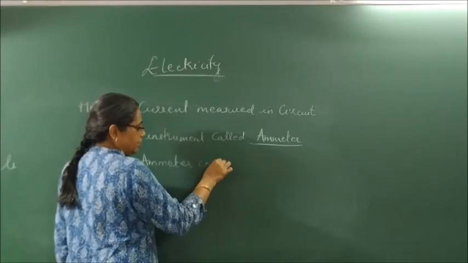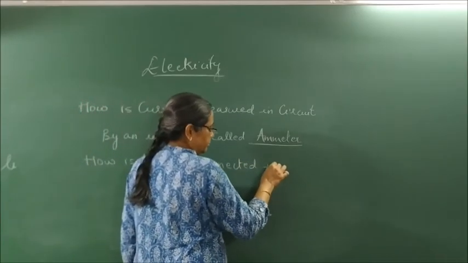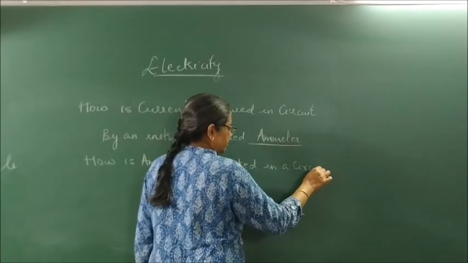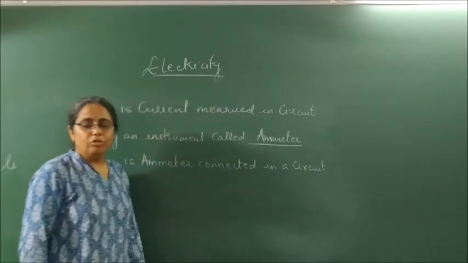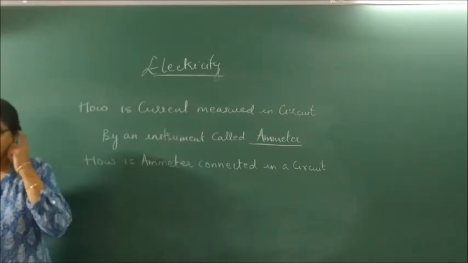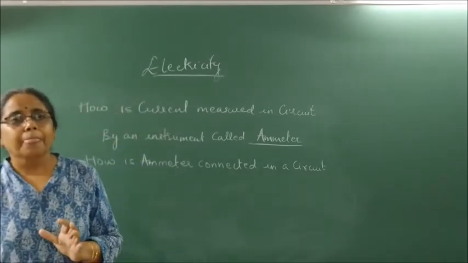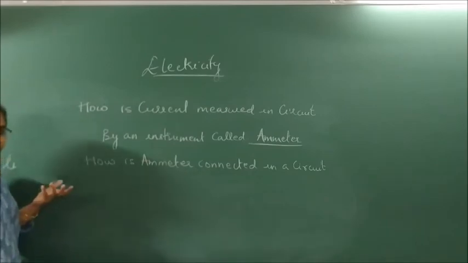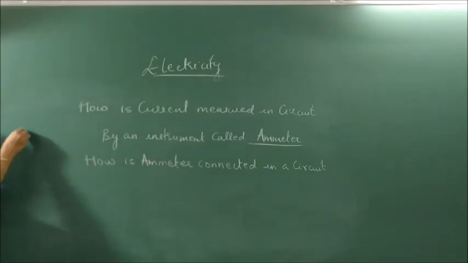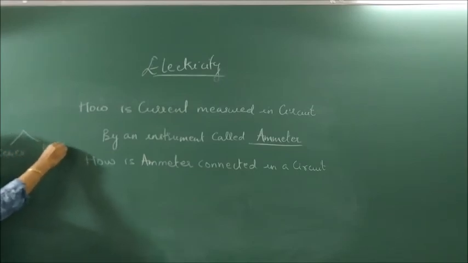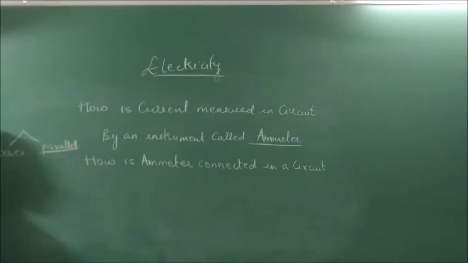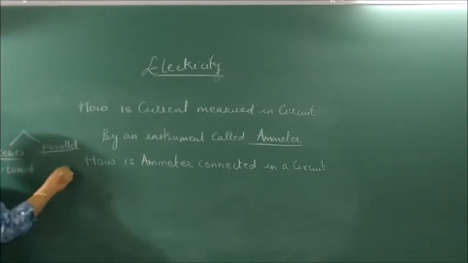Now, how is ammeter connected in a circuit? We should know the connections in a circuit. Before we start with our circuit, I will tell you a few things which you should know. Electrical circuits can be of two types: series circuit and parallel circuit. Series circuit has the same current flowing everywhere, and in a parallel circuit it is the same potential difference.